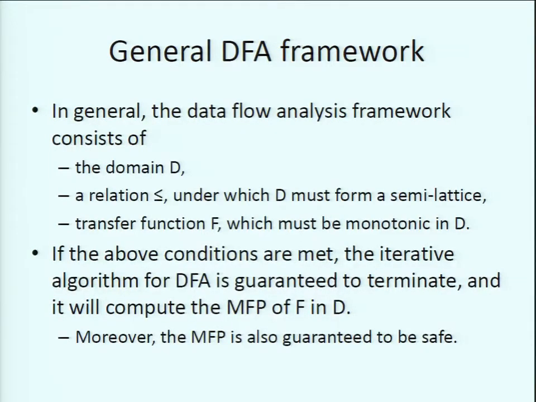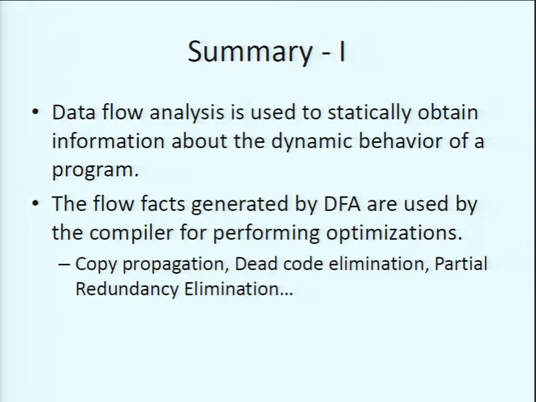Okay, so let's just quickly summarize what we have seen so far. In general a data flow analysis framework is going to consist of a domain D, which in our case was def, and a relation under which the domain D will form a lattice, and a transfer function f, which in our case was defined using gen and kill sets, and this must be monotonic in D. If these conditions are met, then we have shown that the iterative algorithm for data flow analysis is guaranteed to terminate, and it will compute the most precise solution of the data flow equations, or the maximum fixed point of f in D. This proof I am not showing, but it can also be proved that MFP is guaranteed to be safe.